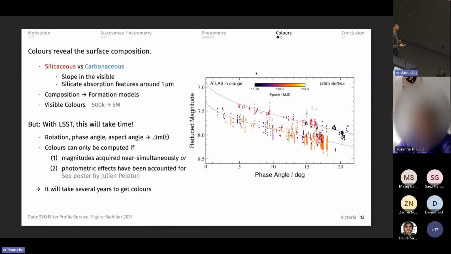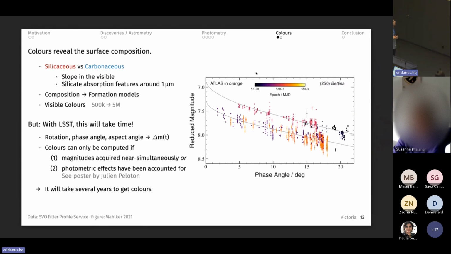All of these are valid magnitude observations. However, depending on at what time you observe it, you might get a magnitude difference in this band. And so if you want to compute colors, differences of bands, you can only do this if either the magnitudes were acquired near simultaneously, which was the case for SDSS, or if you compute a correction for these photometric effects.